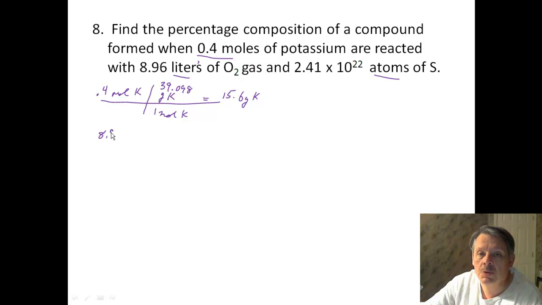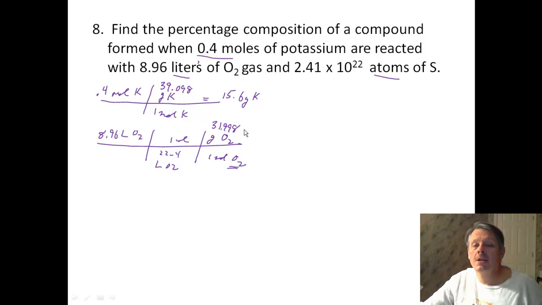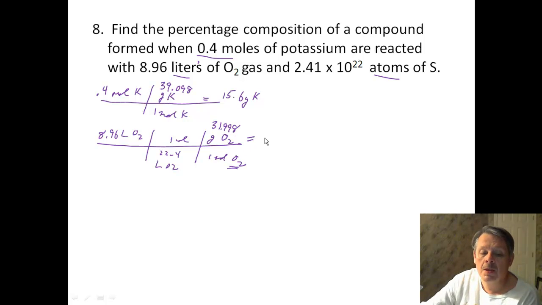Our next one is 8.96 liters of O₂, but I have to get rid of liters of O₂, which is 22.4 in 1 mole. And then I have to go from 1 mole of O₂, that's important, because I have to go to grams of O₂. Since I'm dealing with O₂, each O₂ weighs 31.998. Remember, it's 15.999 times 2. When I do that math, I get 12.8 grams.